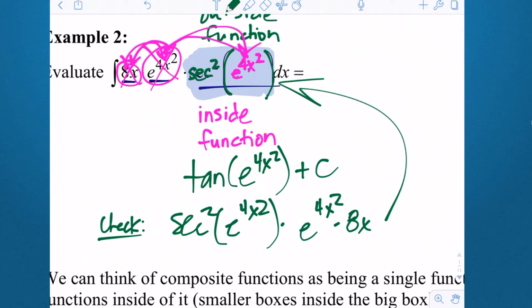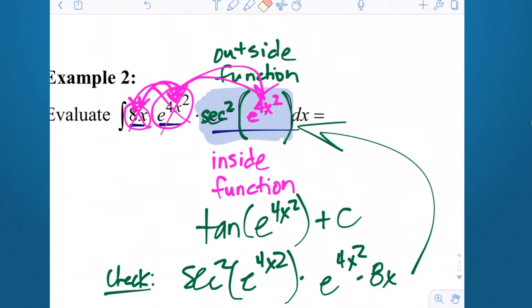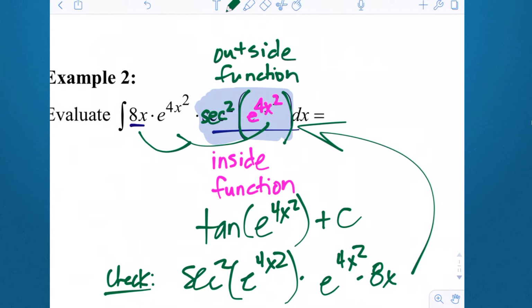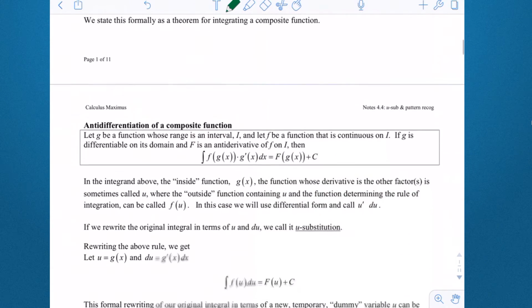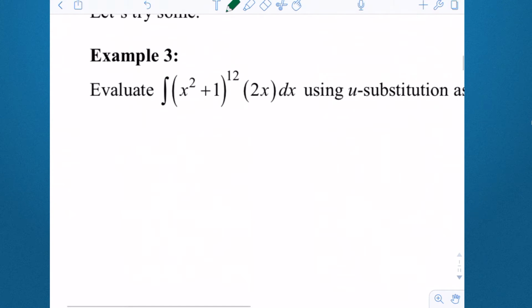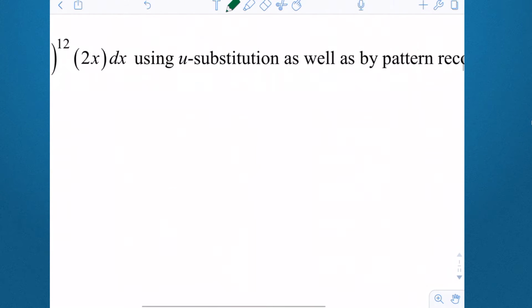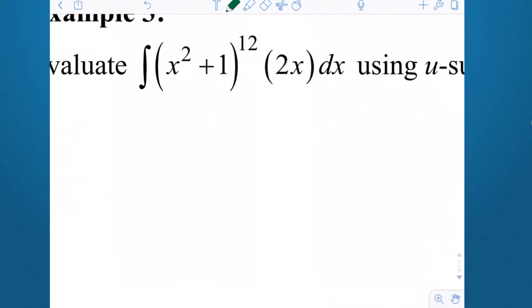All right, ready to try another one without doing the derivative first? Speaking of derivative first, notice that the actual first step in this process was looking at the derivative of the inside function. So the first step of integration is really checking a derivative. All right, so let's jump down here, skip all that, example 3. It says to evaluate using U substitution or pattern recognition. I'm going to do pattern recognition first.